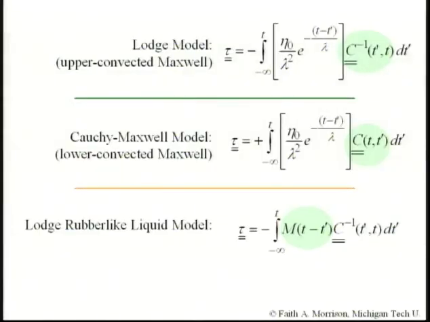We start with the Maxwell model, and we use the Finger tensor. That gives us the Lodge model. We start with the Maxwell model and replace the strain measure with the Cauchy tensor, and we get something I call the Cauchy-Maxwell model. And if we take the generalized linear viscoelastic model and replace the infinitesimal strain tensor, we get what's called the Lodge rubber-like liquid model.